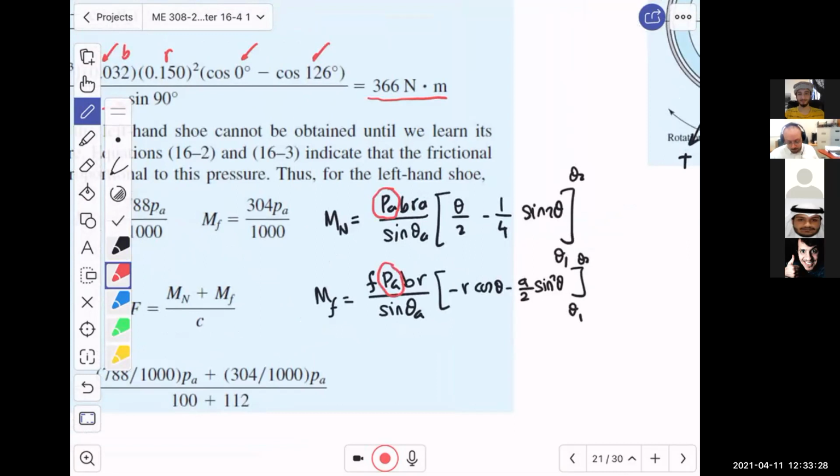B is the same, coefficient of friction is the same, R is the same, A is the same, sine theta is the same, thetas are the same. So the only difference here is PA. So how? This is the allowable pressure. If the allowable pressure for the right shoe is 1000, why not the allowable pressure for the left shoe is 1000? Why not?